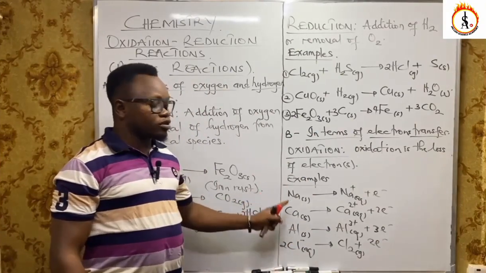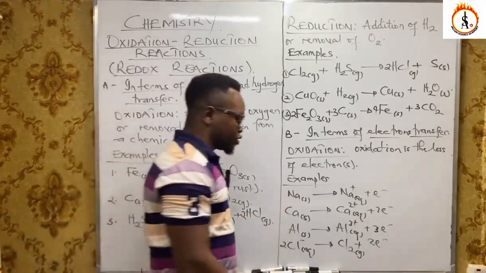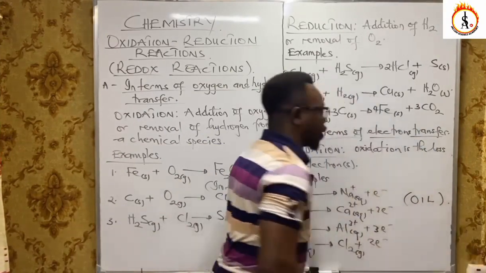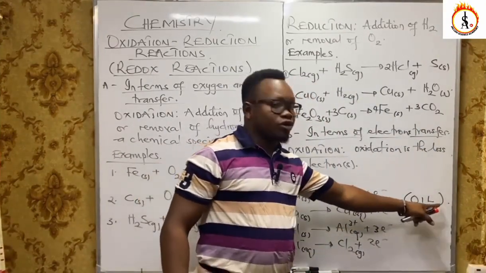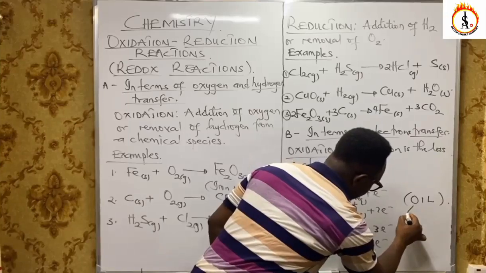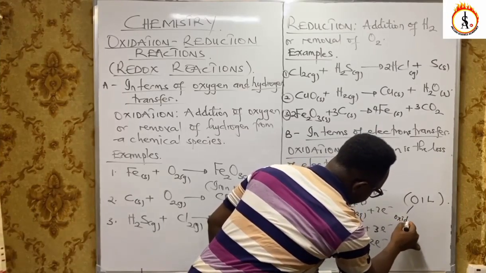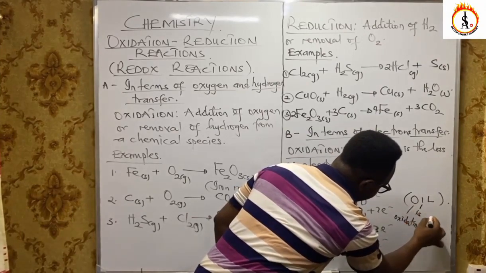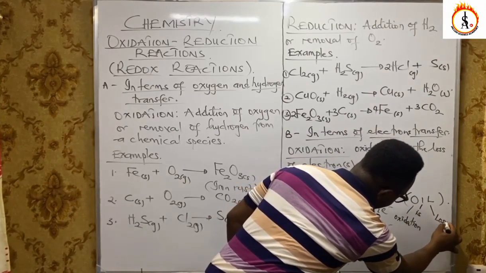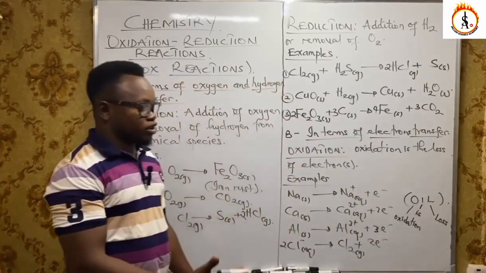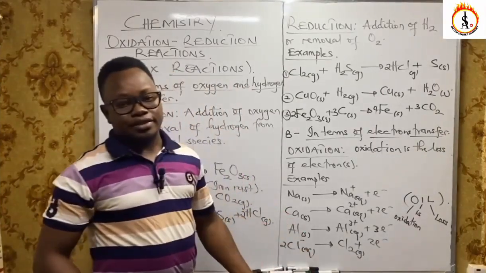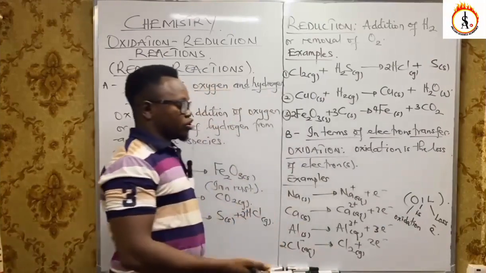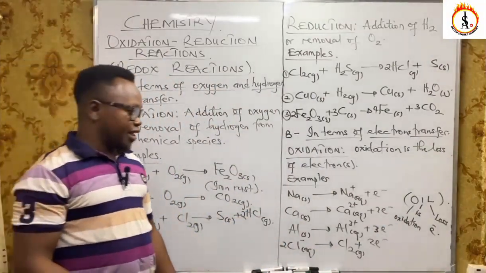So oxidation simply means the loss of electrons, and we can memorize it by memorizing this word OIL, meaning oxidation is loss. This O represents oxidation, and this I represents is, and the L there represents loss. So we say oxidation is loss. And what is lost? It is electrons that are lost. So we say oxidation is the loss of electrons.